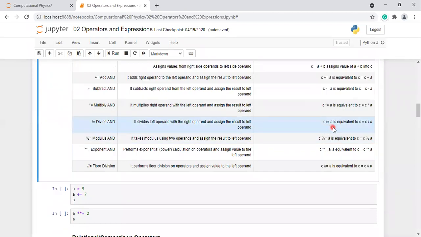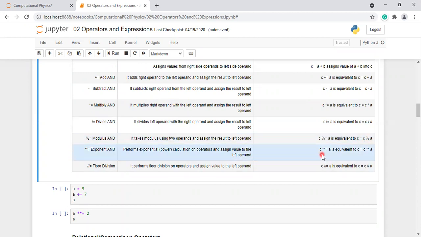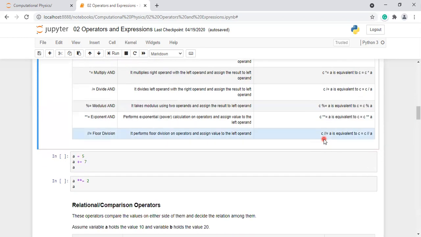C slash equal to A means C equals C divided by A. You divide C by A, you get some answer, and you assign that answer to C. Next, the modulo operator: C percentage equal A means C equals C percentage A. C star star equals A means C equals C star star A. C slash slash equal to A: you divide C using the floor division operator by A, and assign the answer to the variable C.